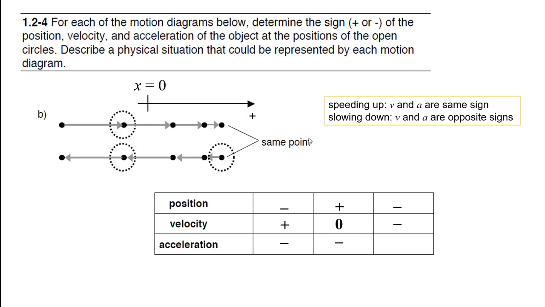And then for my acceleration, I want to use this rule, and I want to figure out at this moment in time, are we speeding up or slowing down? This velocity line is shorter, so this represents moving slower than this one. This one is bigger, so it's moving faster. That means that as we move through here, we're speeding up. When we speed up, our velocity and our acceleration are the same sign. My velocity we said was negative, so my acceleration is also negative.